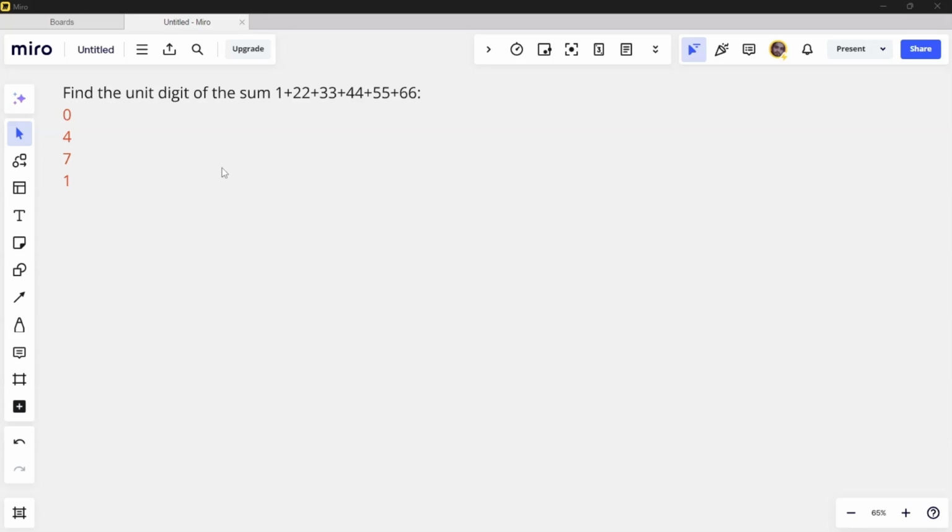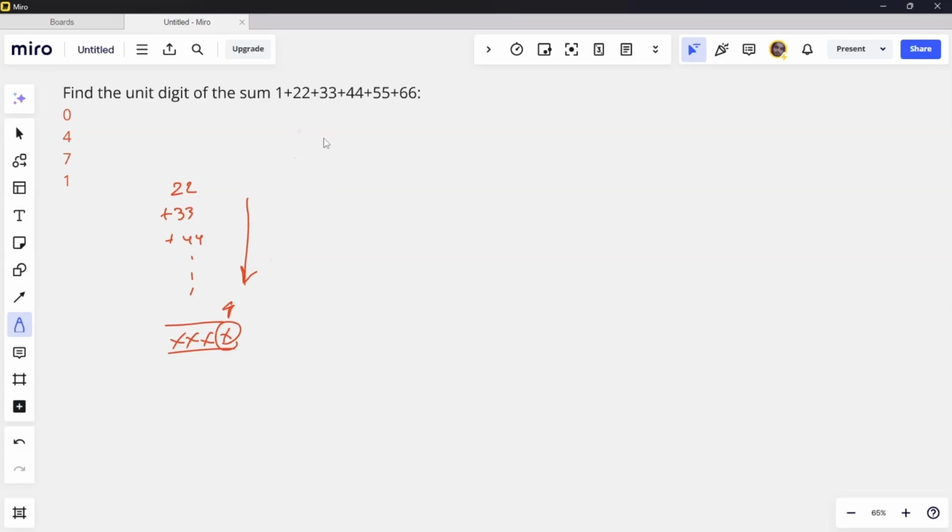So as you can see, this is our question. Find the unit digit of this sum: 1 plus 22 plus 33 plus 44 plus 65 plus 66. Okay, so there are two ways to solve this question. The first way is to sum it first: 22 plus 33 plus 44 and so on, and we will get some result. Then the unit digit of this result will be our answer. But this is a long method. It will consume a lot of time.